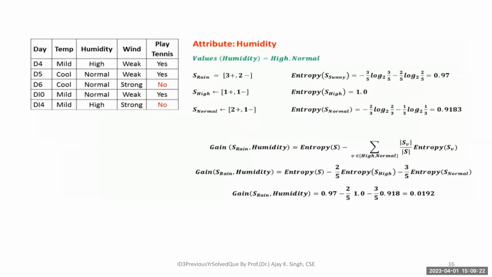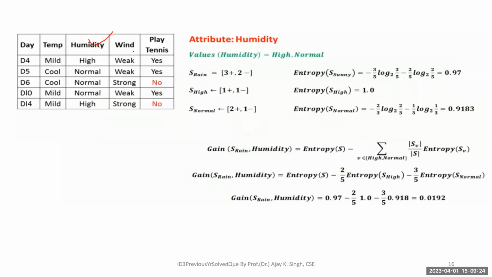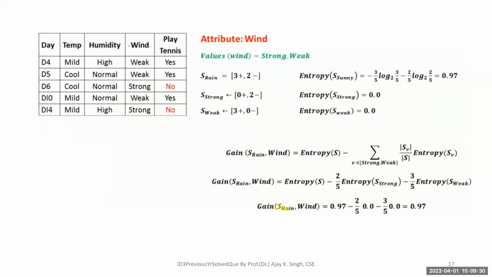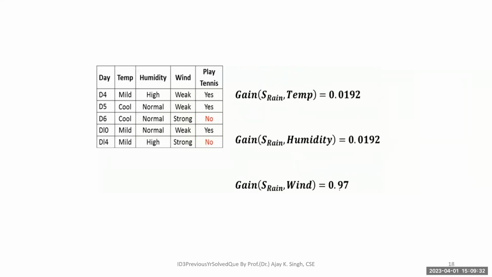In the same way for humidity. In the same way for wind also, we are going to calculate. And once I get all the attributes, I'm going to compare. So we are able to see that this is tied. I can put this, or I can put this. So both are going to be at the same level. I don't have any problem.